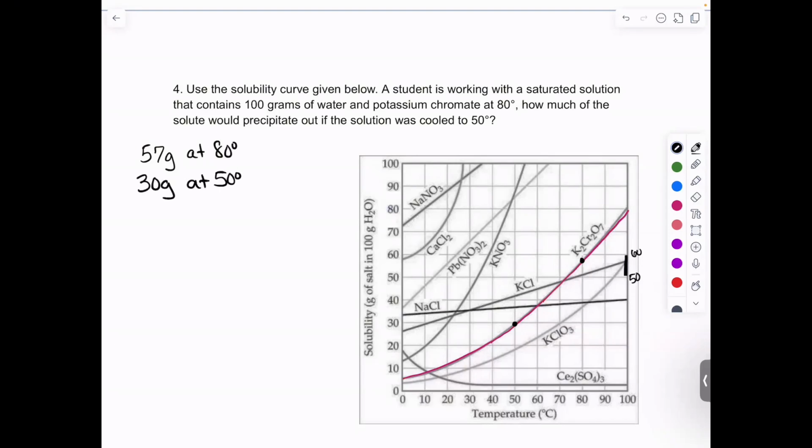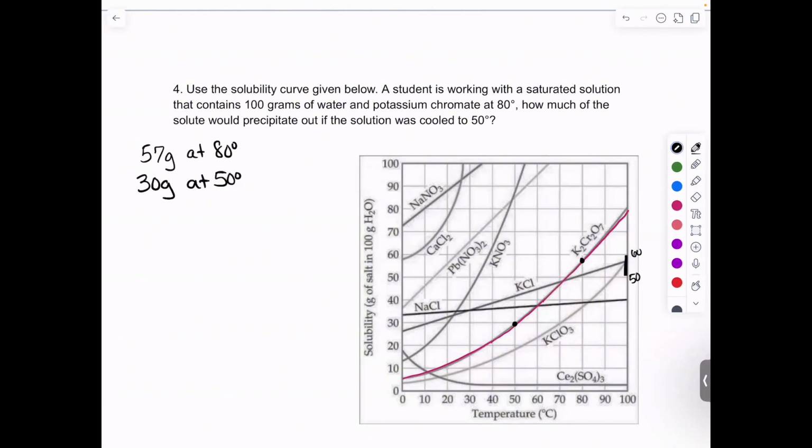So what we're saying on this particular solubility curve graph is that our potassium chromate solution will hold 57 grams of that salt at 80 degrees. Now, it will only hold 30 at 50 degrees. I apologize, I think my neighbor's doing some work upstairs. But we'll hold 57 at 80 degrees, 30 grams at 50 degrees. So the difference is going to precipitate out, and you'll see a solid form when you cool that particular solution. And that is degrees Celsius.